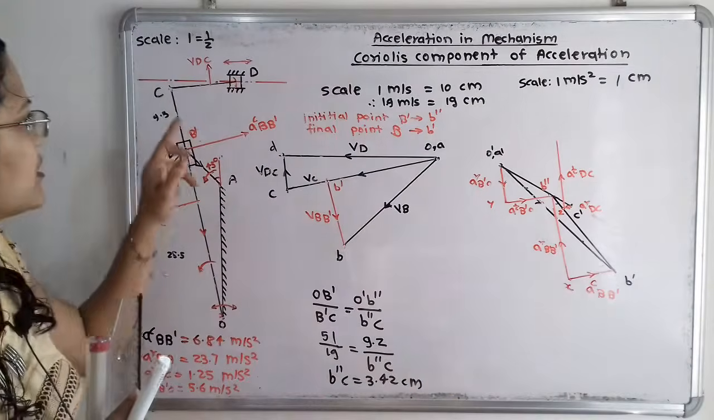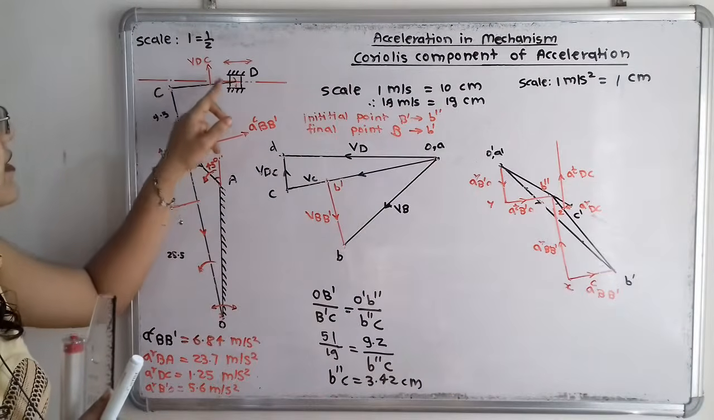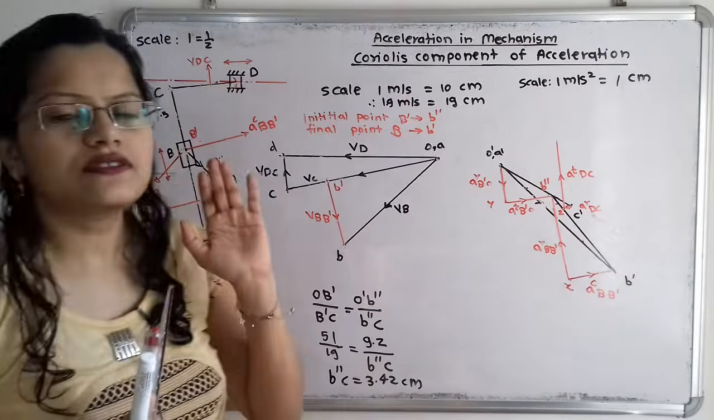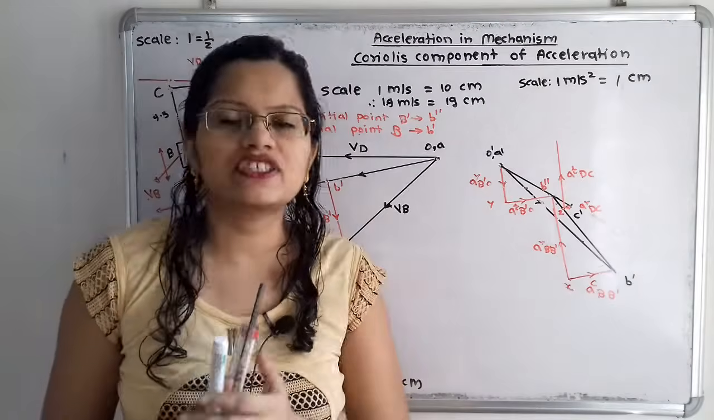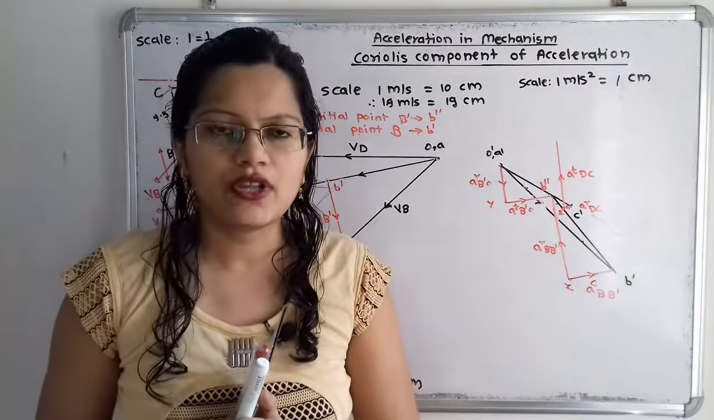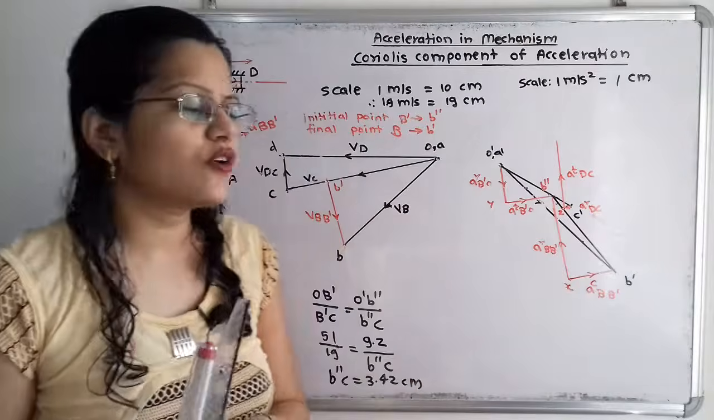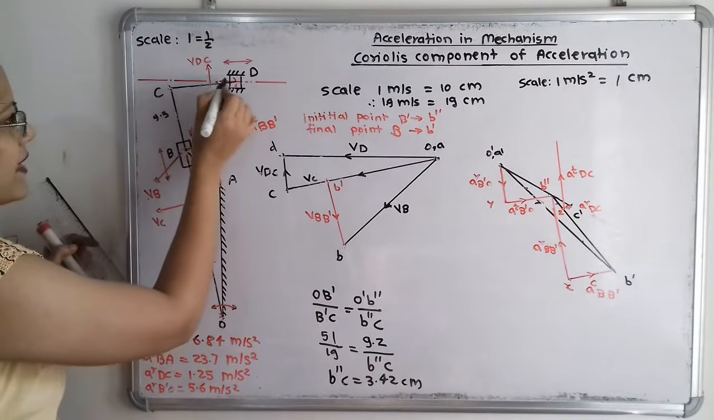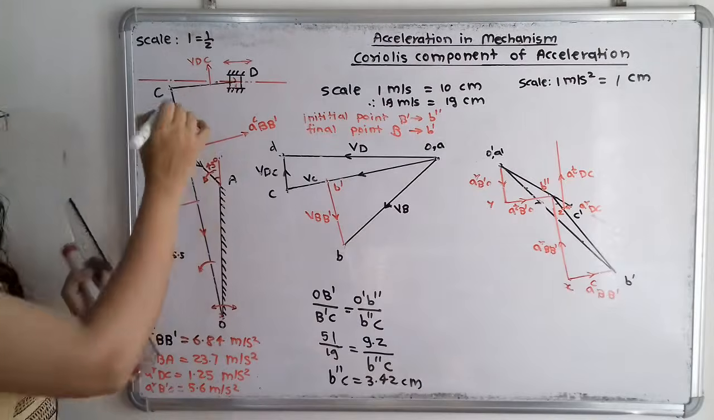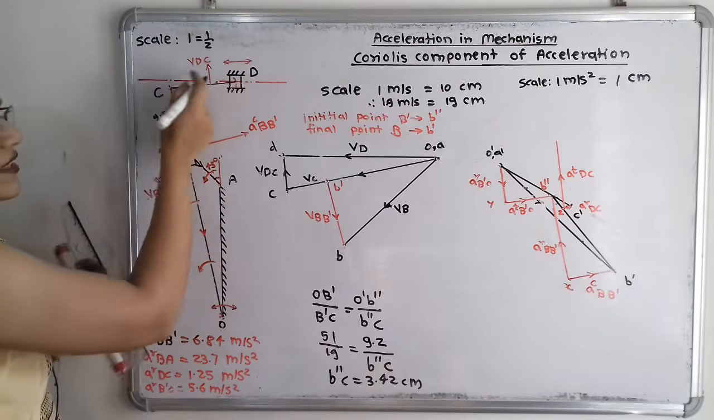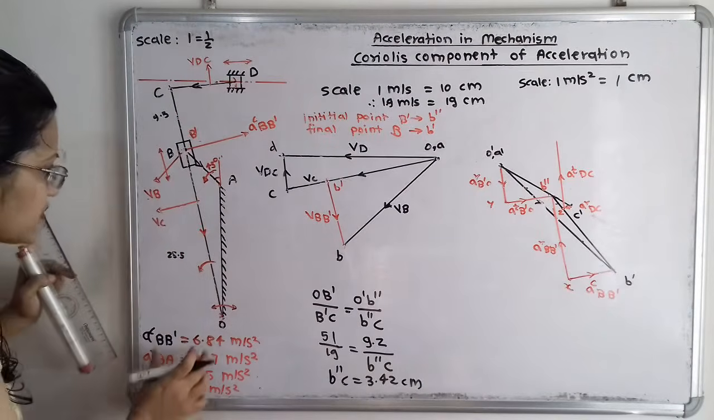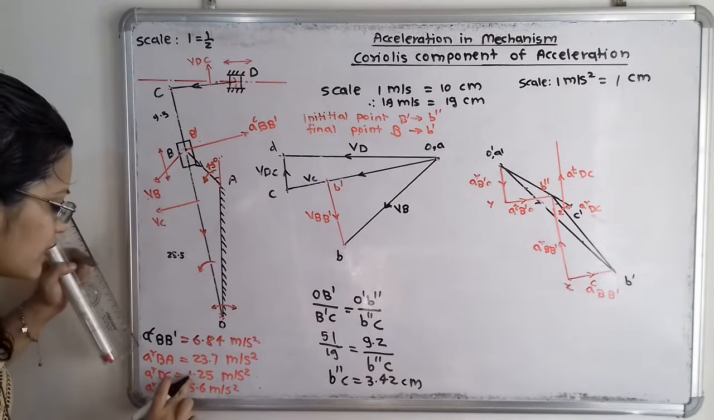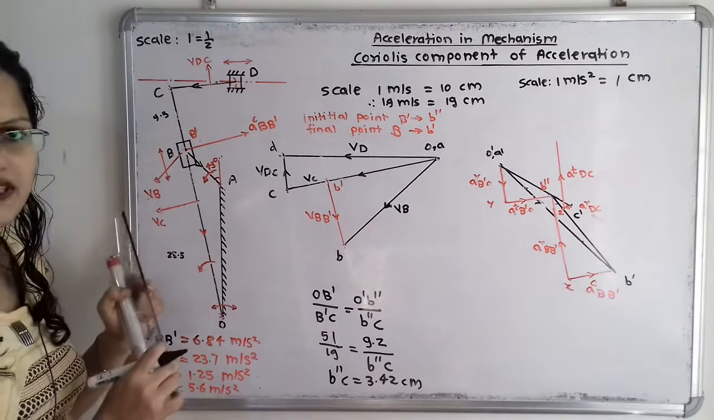So if we observe the space diagram, here is the link CD. So again we will draw here the radial and tangential components of this link CD. For the radial component of link CD, we have to take the line parallel to this CD, and the direction is towards the point C, that is in this direction. So what is its value? The radial component is 1.25 meter per second square.